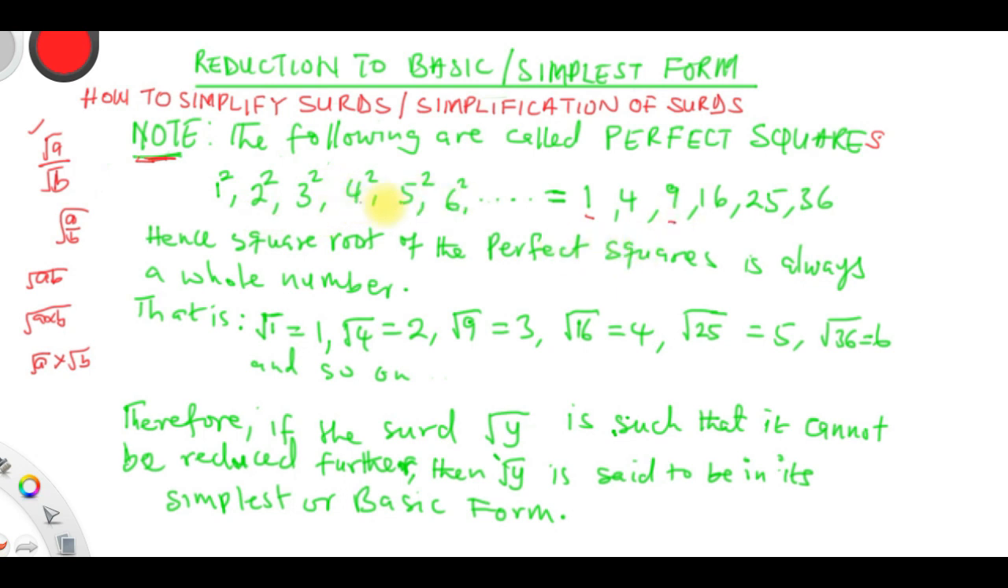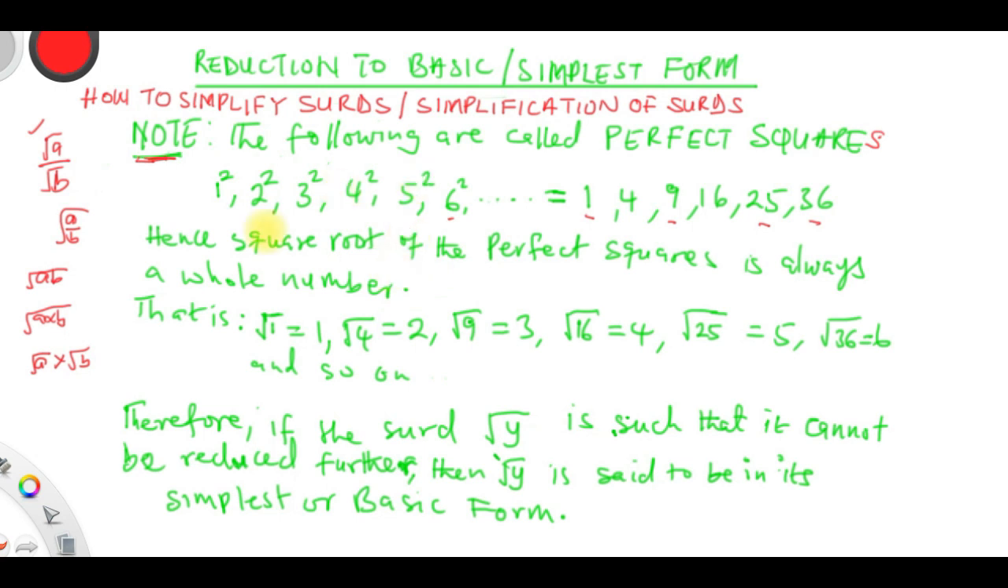4 squared, which means 4 times 4, which is 16. 5 squared, which means 5 times 5, which is 25. And 6 squared, which means 6 times 6, which is 36. So these numbers are called perfect squares. Hence, the square root of a perfect square is always a whole number.